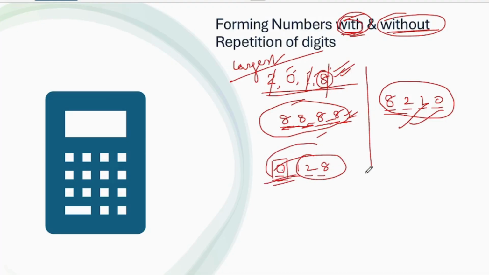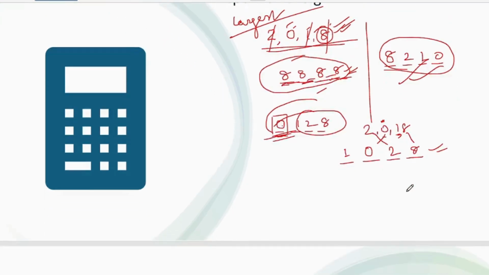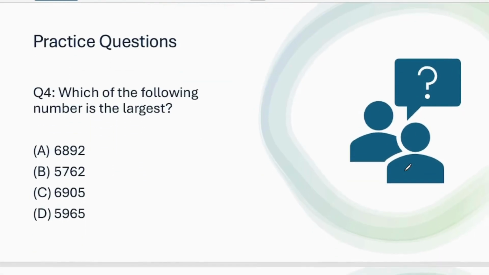Then with this 2018, how will you form the smallest 4-digit number? Give 4 positions and keep 0 reserved. You will not start with 0, otherwise it will be a 3-digit number. So after 0, in the given digits, which is the smallest? 1 is the smallest. You will start with 1, then 0 was in reserve, so you will use 0 here, then the next smallest is 2, and then after that 8. So 1028 will be your smallest 4-digit number in this case.